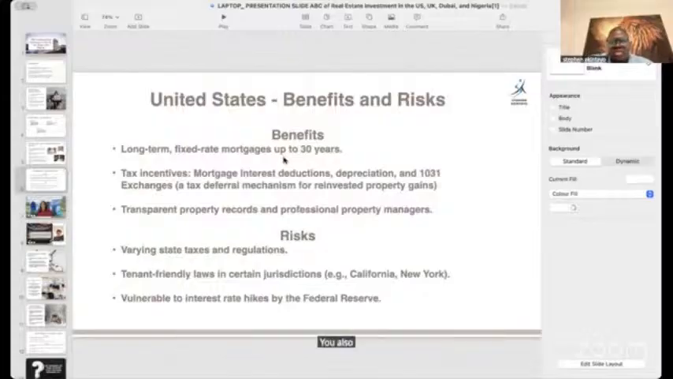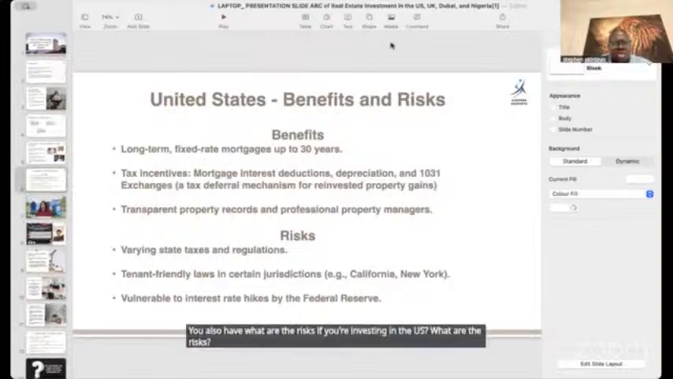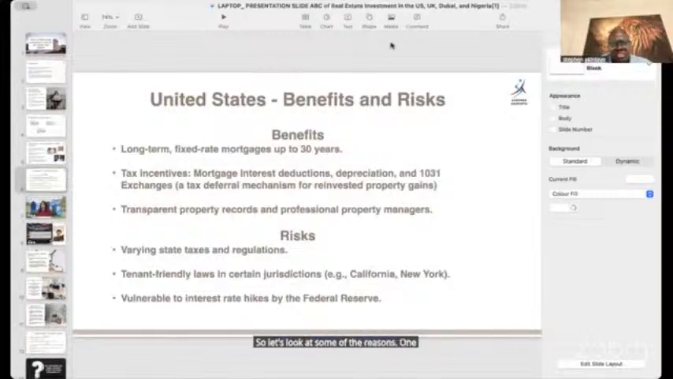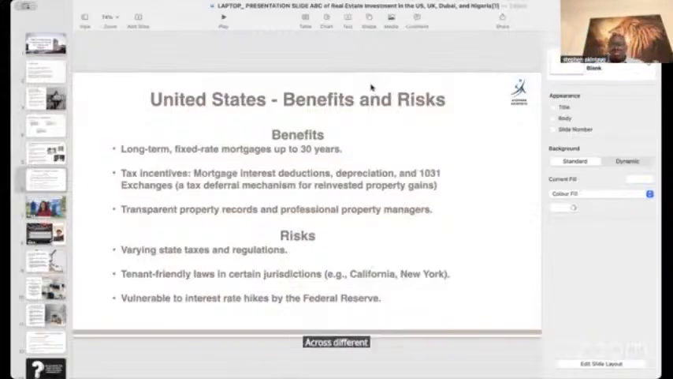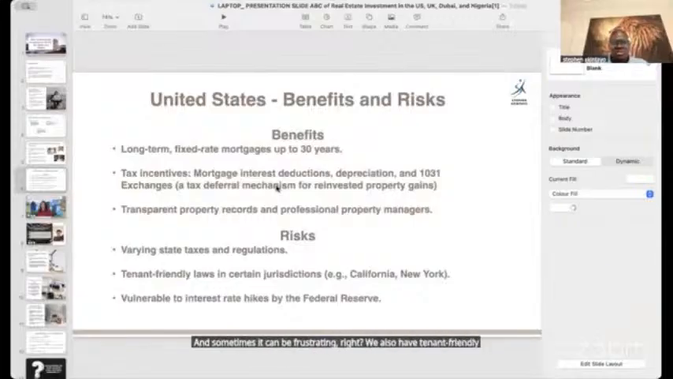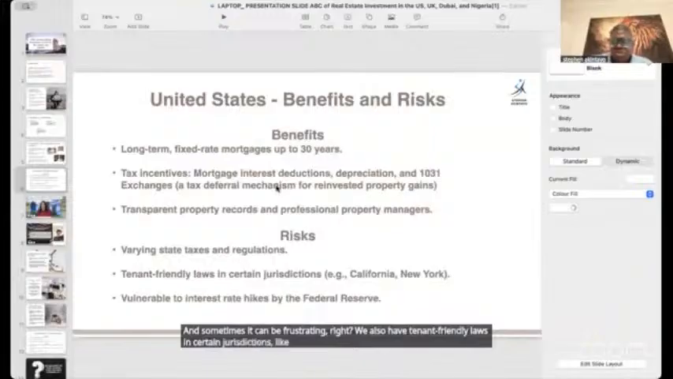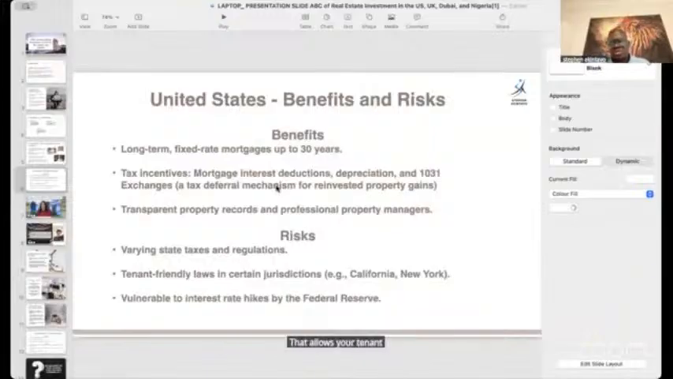What are the risks if you're investing in the US? Let's look at some of the risks. Number one, varying state taxes and regulations. The US has different taxes and different regulations across different states, so what works in this state does not work in that state, and sometimes it can be frustrating, right? We also have tenant-friendly laws in certain jurisdictions like California and New York that allow your tenant to owe you, and there's nothing you can do for a long time. That can be frustrating, right?